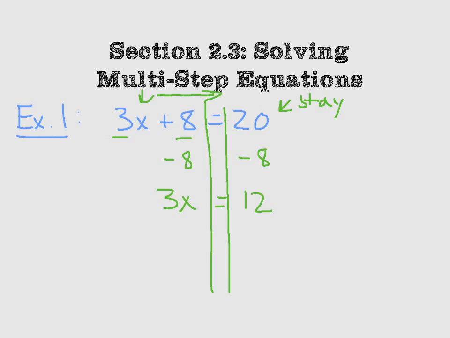Now all that's left is 3 times x, and to undo multiplication I divide. So I divide by 3 to the left, and divide by 3 to the right. 3 divided by 3 is 1, so I'm left with x. And 12 divided by 3 is 4. So I get my answer.